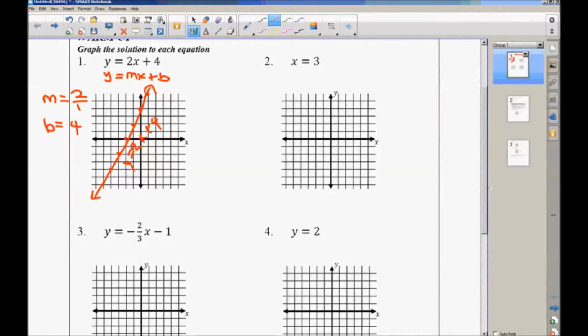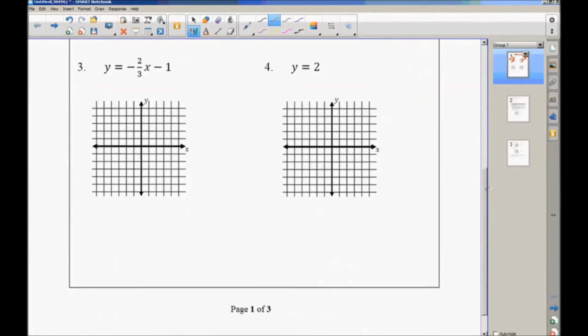All right, so the second one is a special case. In case you've forgotten that this is a vertical line, you can always make a little chart. X is 3, and Y can be anything you want. So this is (3, 0), (3, 1), (3, 2), and that's why this is a vertical line. Remember, the slope is undefined because it's too steep, and it does not have a y-intercept.